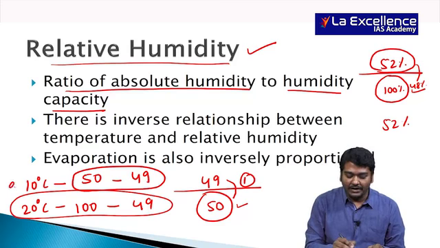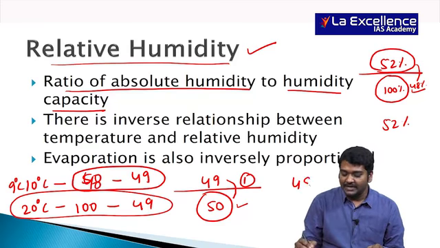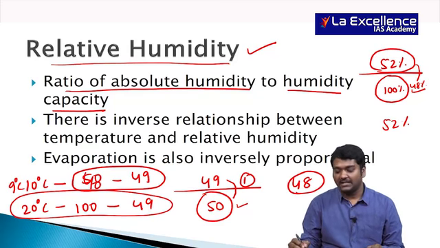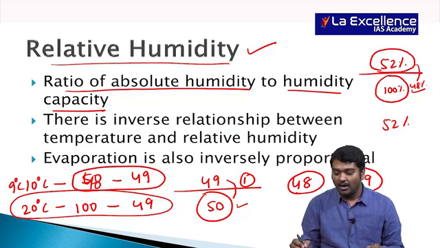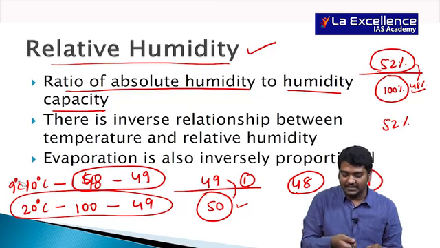If I further cool it, let us say 9 degrees Celsius, this will become 48. Let me say you have 48 is the capacity, but the moisture that is present is 49. So now what happens? The 1 will fall down. I'll just explain this again.